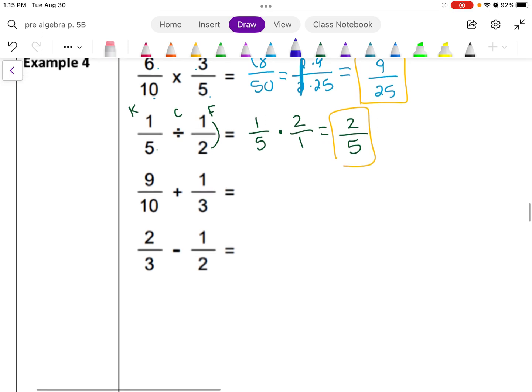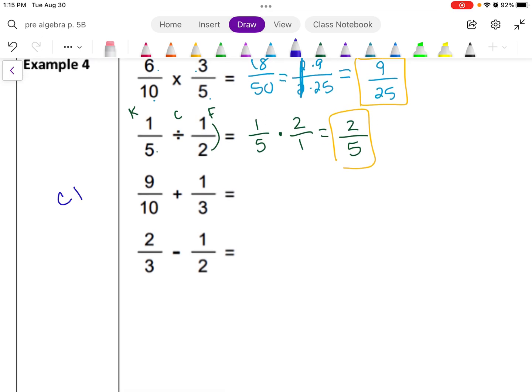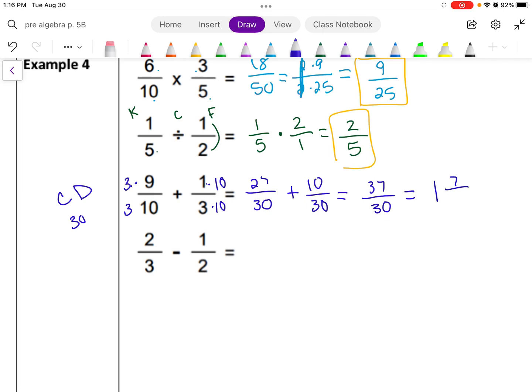All right, 9/10 plus 1/3. Well, now we have addition, so we have to have our common denominator. So 10 and 3 both go into 30. So I'm going to multiply by 3. 3 times 9 is 27. 3 times 10 is 30. And then 1/3 we're going to multiply by 10. 1 times 10 is 10. 3 times 10 is 30. So we have 27/30 plus 10/30, which would give us 37/30. We can't simplify that, but we could write it as a mixed number, 1 7/30.